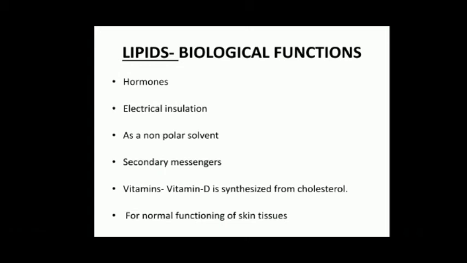And another biological function of lipids is that it acts as an electrical insulator. As you know, fat is a non-conductor of electricity. So it forms an effective insulation around the nerves, preventing the dissipation of impulses. You know, myelin sheath is present in nerves, myelinated neurons. This myelin sheath is rich in lipids and forms insulation around the neurons that allows them to transmit nerve signals at high speed.